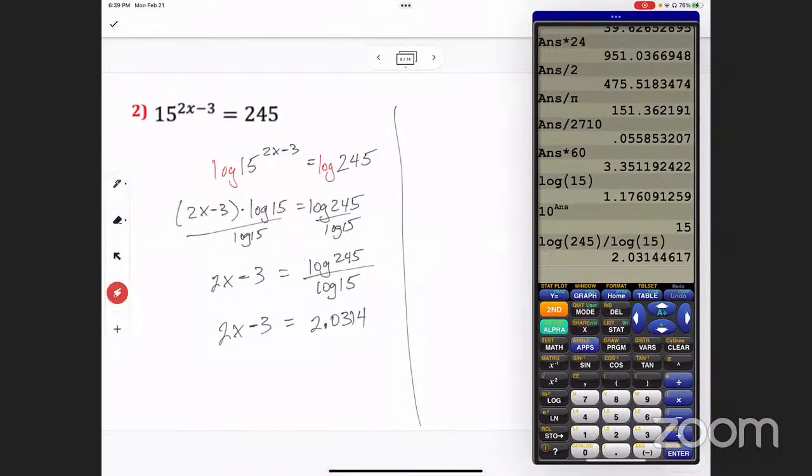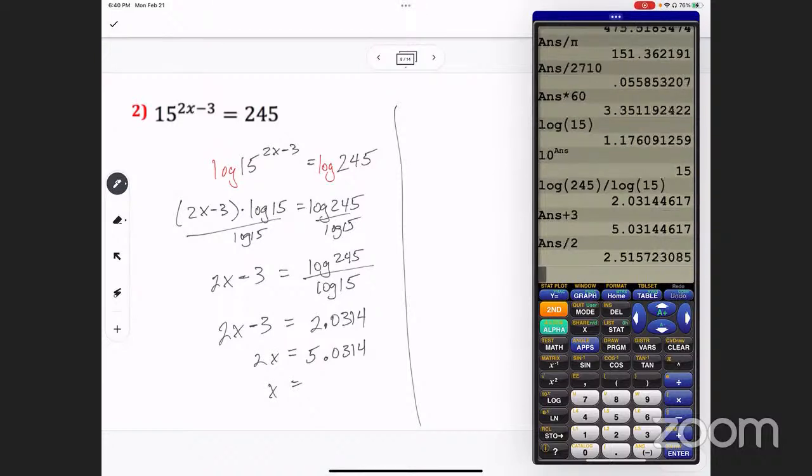Now, how do I get x by itself? Move the 3 over. Good. By doing what? Adding the 3. Good. So this is 5.0314. And now what? Dividing it by 2. Good. So I'll do this on my calculator over here. I'm going to add 3, and then I'm going to divide it by 2. So my answer is 2.5157, etc.